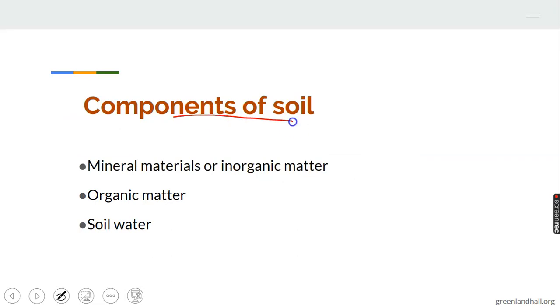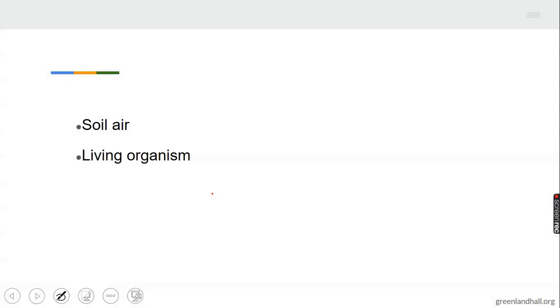Components of soil. What does soil comprise of? 1. We have mineral matter or inorganic matter. 2. Organic matter. 3. Soil water. 4. Soil air. 5. Living organisms. We have 5 specific components of soil. You can as well call it soil composition, either you use the word composition or components of soil.